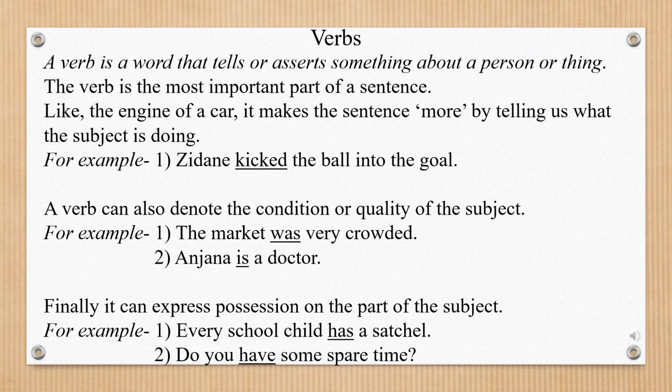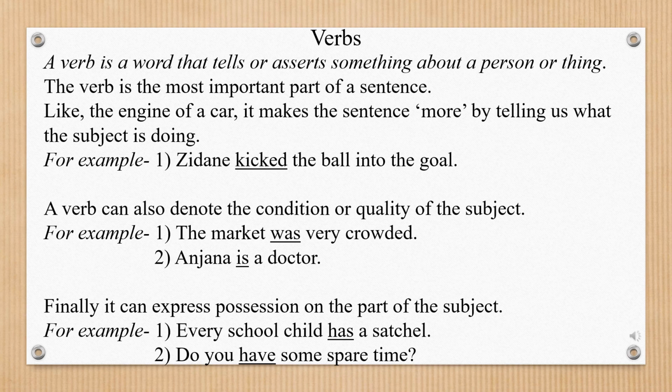A verb is a word that tells or asserts something about a person or thing. Basically, like the engine of a car, it moves the sentence along by telling us what the subject is doing. I am stressing the word doing, as verbs tell the action of the subject. For example, Zidane kicked the ball into the goal. Here Zidane is performing the action of kicking the ball. So the verb in the sentence is kicked.